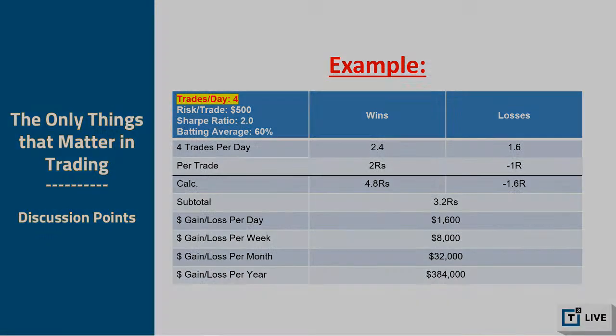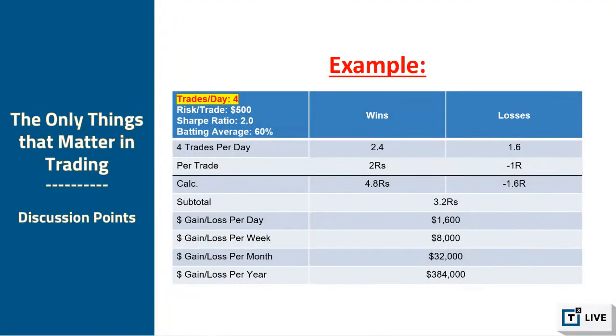If we go from 6 trades a day to 4 trades a day, that's a 1/3 reduction in the number of trades. So the bottom line goes down by also 33%, right? So you take 4 trades, 60% batting average, 2.4 minus 1.6, you end up with a net of 3.2 R's per day.